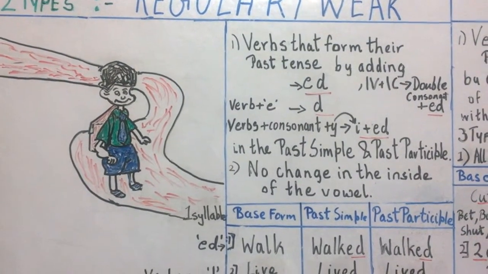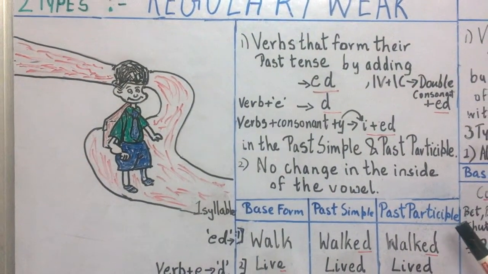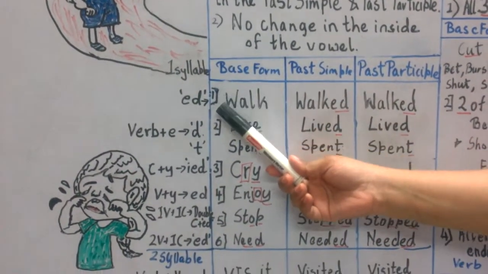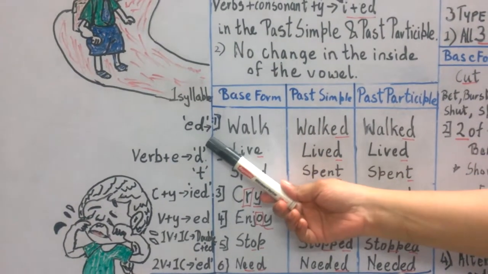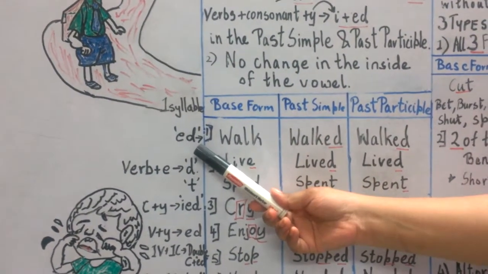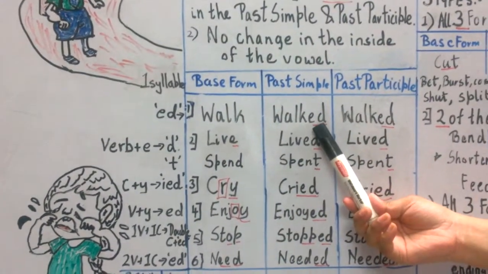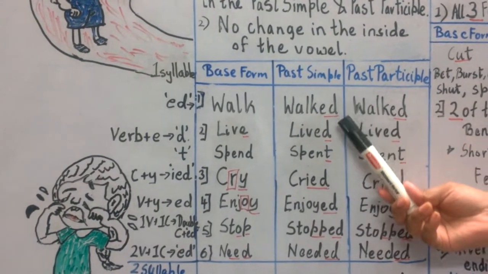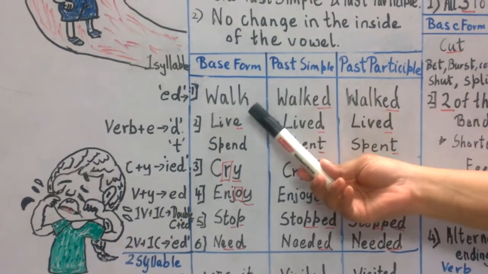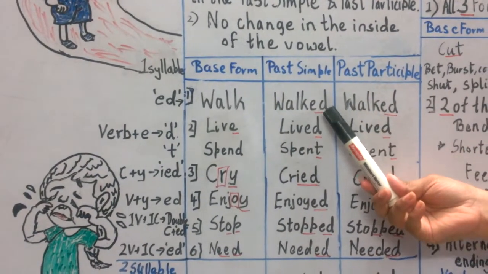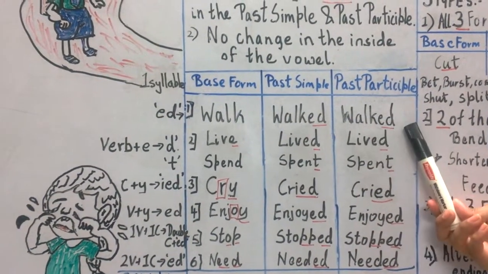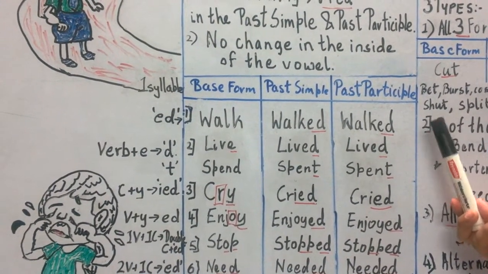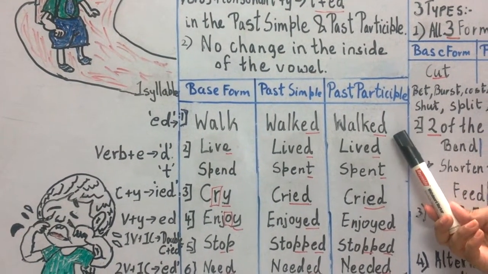Now let us see the six rules of the ed forms. Now the verbs that form their past tense by adding an ed, we see in the one syllable, we have the first rule, that is verbs that form the past tense by adding an ed. For example, walk is the base form, past simple becomes walked. He had walked, or he walks every day. He had walked yesterday. Past simple is also walked. We can also have the present participle, that is walking, but we use only till the past participle.